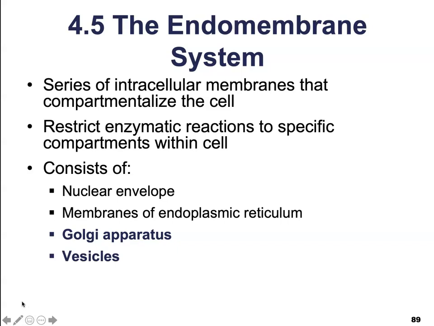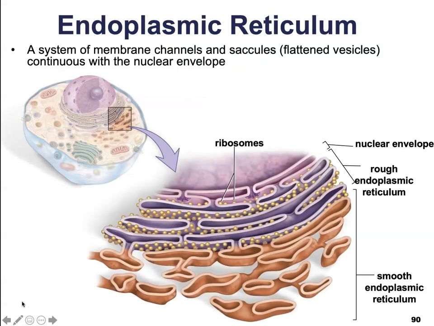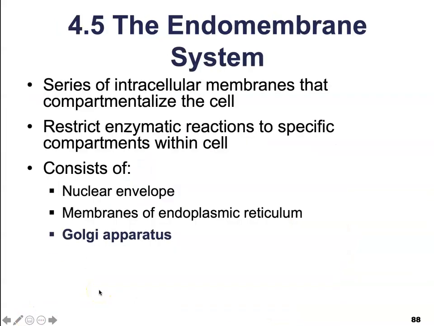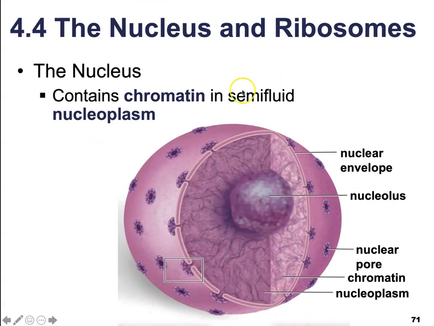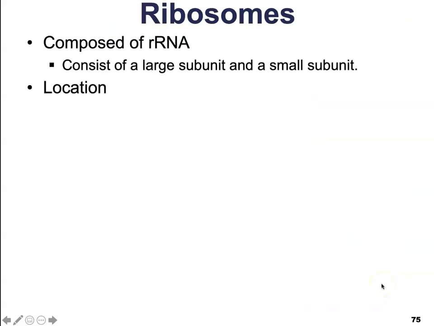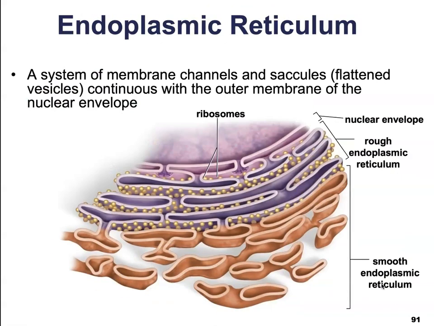and then also vesicles. The endoplasmic reticulum is a series of membrane channels and saccules. Saccules are just like flattened vesicles that are continuous with the nuclear envelope. I know we looked at the nucleolus and the nuclear envelope in our previous slides, and it looks like it's all one self-contained region. It's not. This double membrane actually branches out and forms the endoplasmic reticulum. So it's a system of membrane channels that is continuous with the outer membrane of the nuclear envelope.